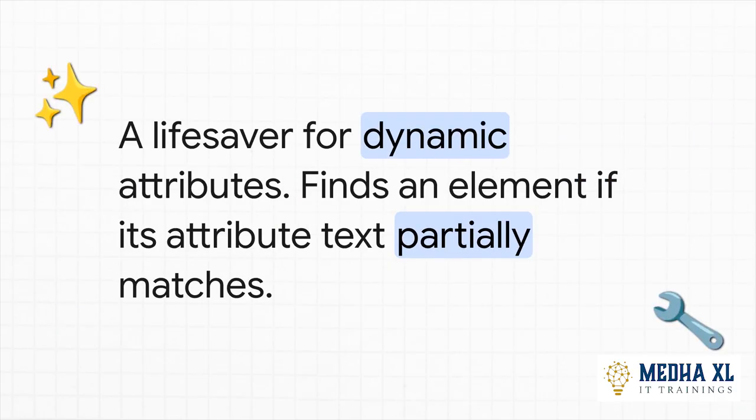All right, now for a really powerful one. Sometimes attributes are dynamic, right? An ID might change from user 123 to user 456 every time the page loads. The contains function is a game changer here. It lets you find an element as long as its attribute contains a predictable piece of text, like user. This thing is an absolute lifesaver.